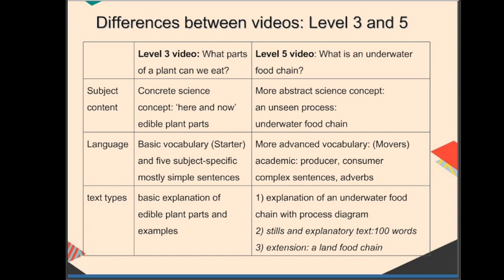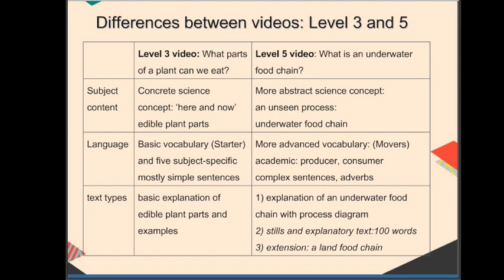New subject-specific vocabulary, such as producer and consumer, is academic, and grammatically, sentences are more complex. Later in the video, when a forest food chain is presented, relative clauses and adverbial clauses need to be understood.